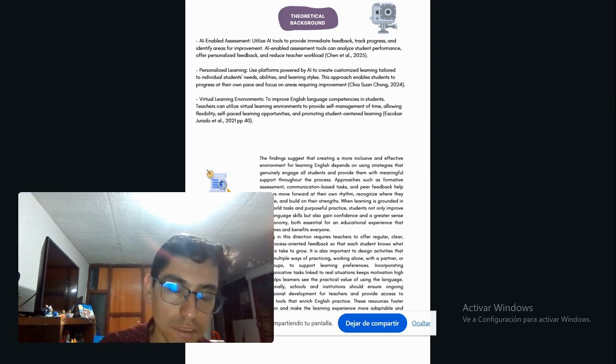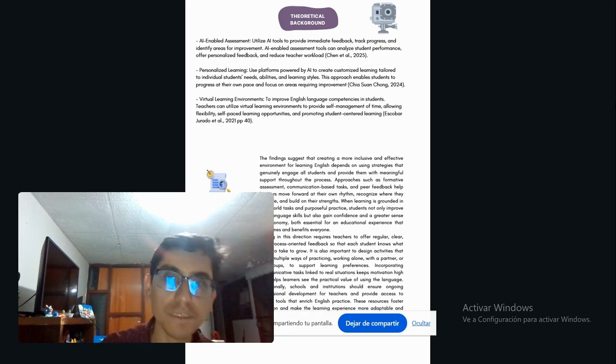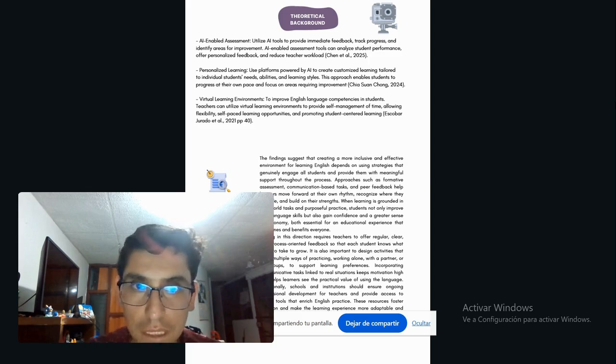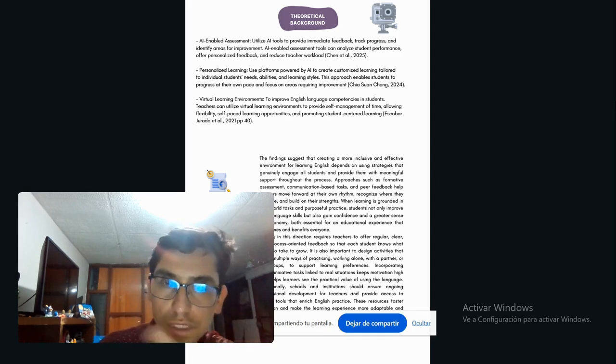It could help to track the progress of every student. And also, it could help a lot in order to identify the areas of improvement of a student. This could pinpoint the student performance during their learning process.